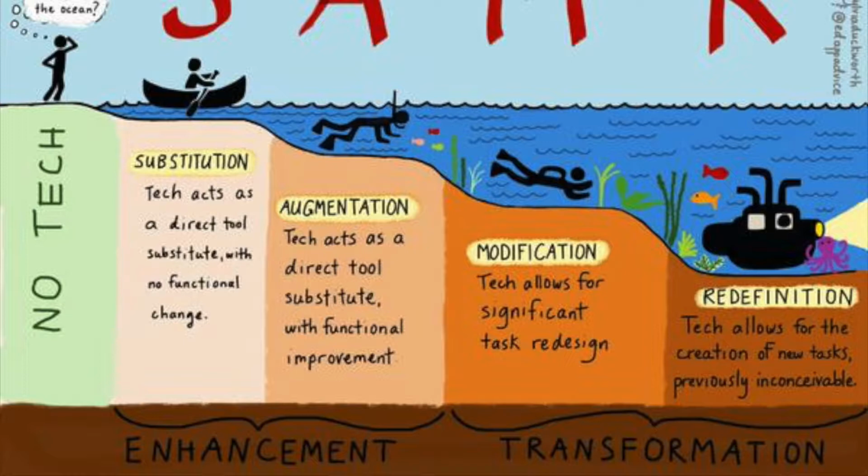The second level is augmentation. You're not really doing anything new, but maybe you're writing a paper online and you're able to use the functions of spell check or other features like that, where it's a tool to help you write a paper online. So there is a functional improvement, but there's no real change. There's no real change in these two first levels, just enhancement of what we had before, of the no technology stage.